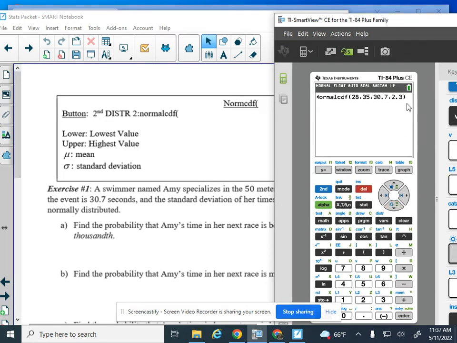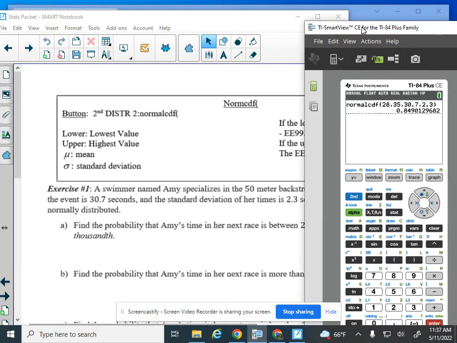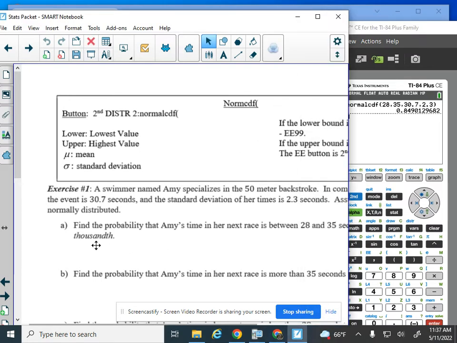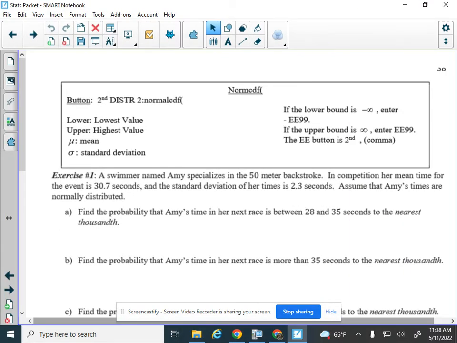And for some reason, I had an X here. Yours should be blank. And then enter again. And that tells me my probability. So we're rounding this to the nearest thousandth. So my answer is 0.849, or she has almost an 85% chance of that happening.